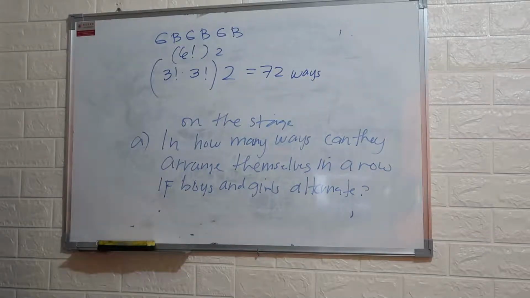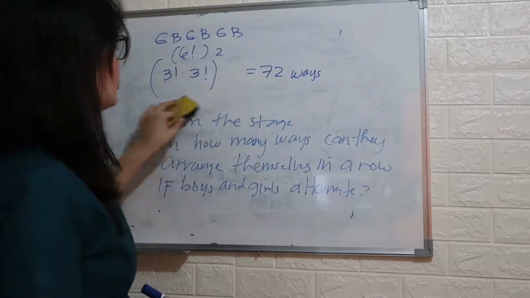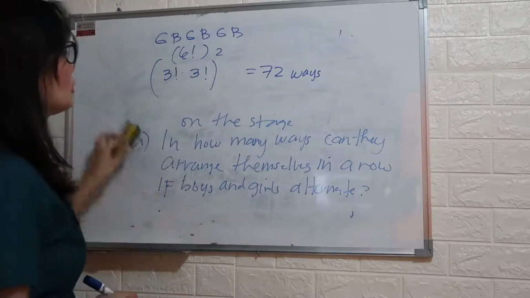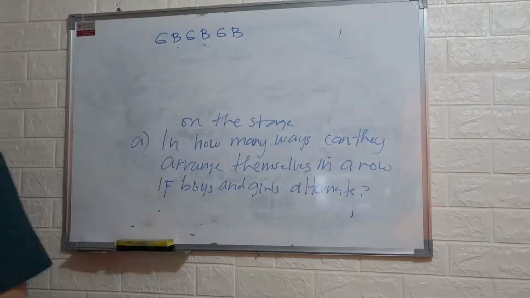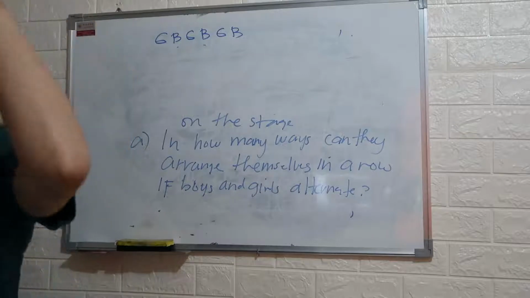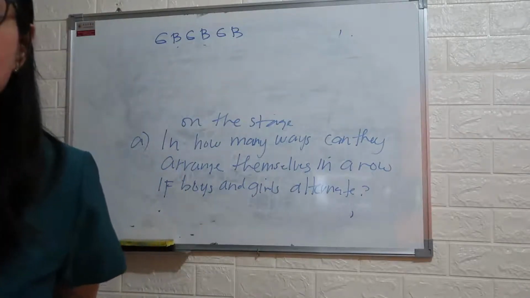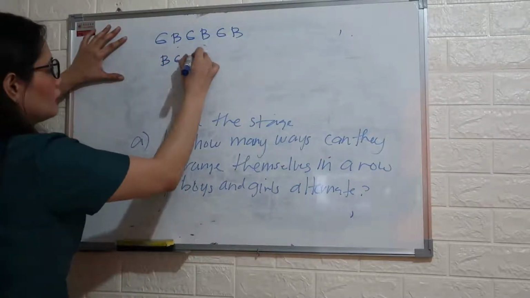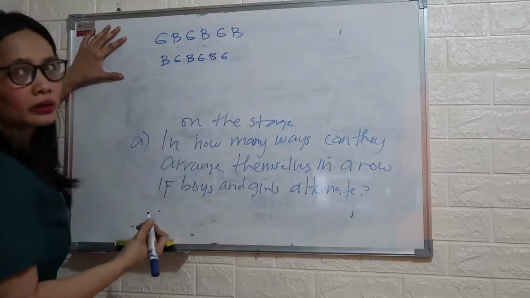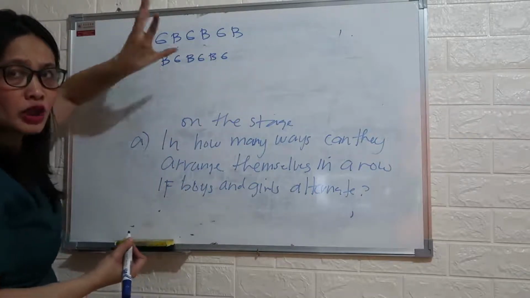So why do we need to multiply by 2? 72 ways. They can be arranged in two possible arrangements. Because it can be boy, girl, boy, girl, boy, girl, or the girl can go first. That's why we need to multiply by 2.